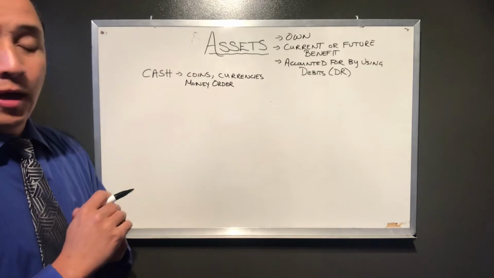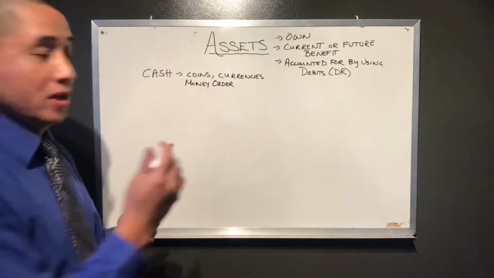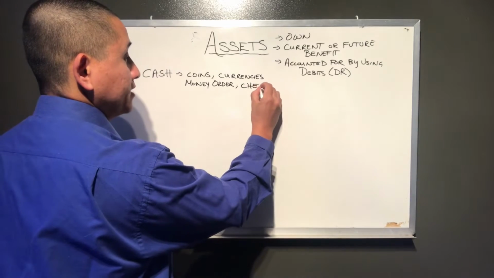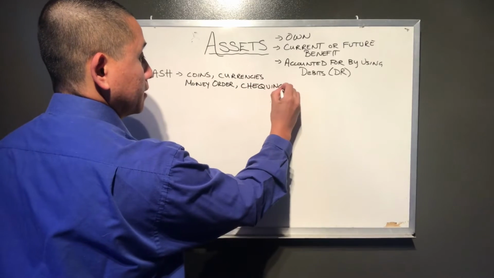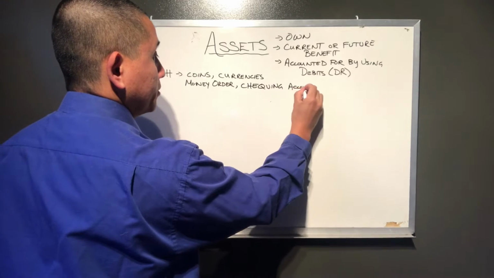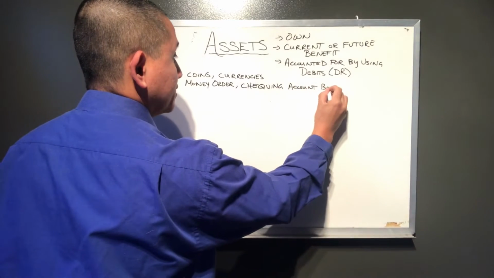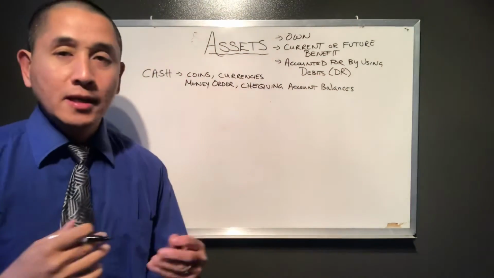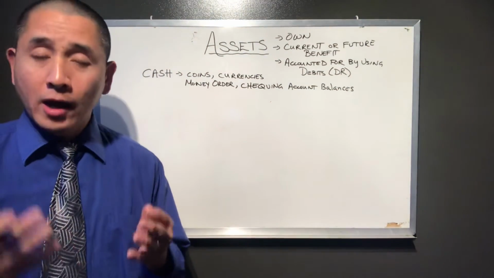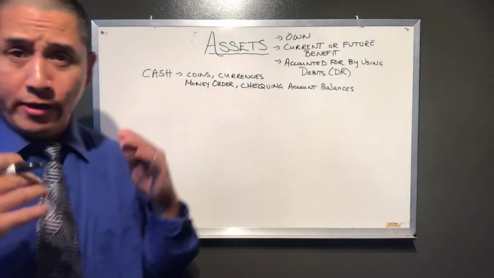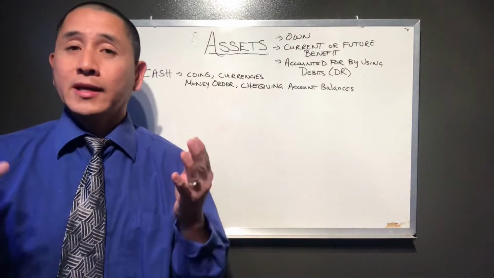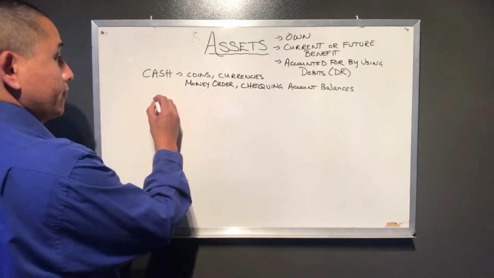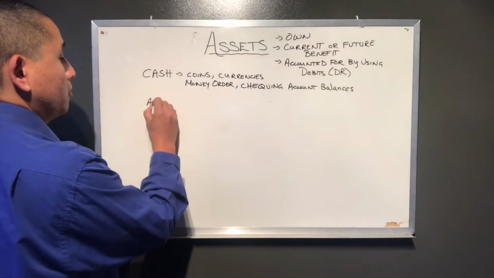Now, there's other types of checking account balances, account balances as well that can be included. So those tend to be the top things on the balance sheet because they are the highest of liquidity. You can't really get any more liquid than cash. Now, next is going to be what we call accounts receivable.